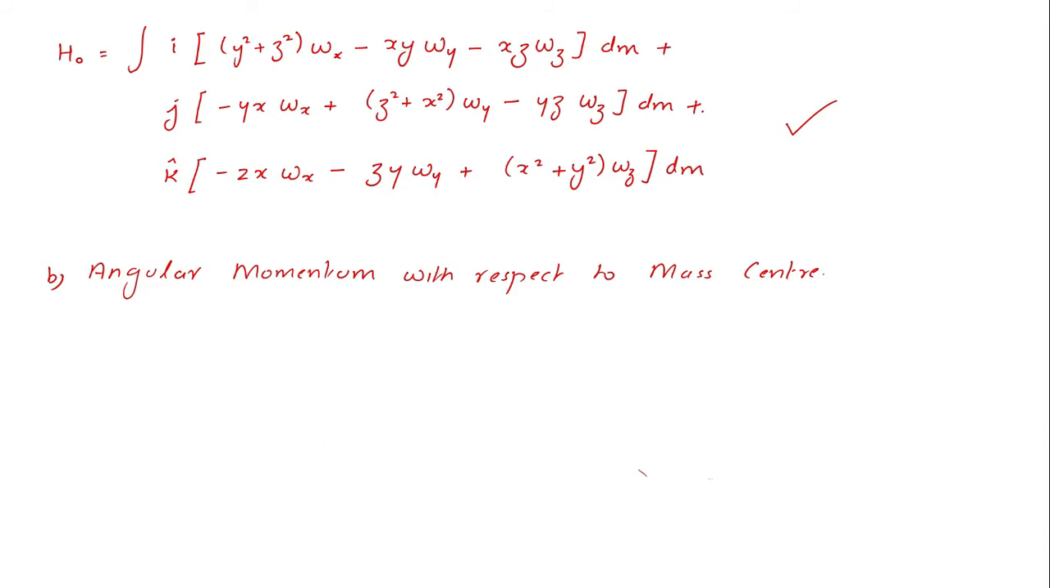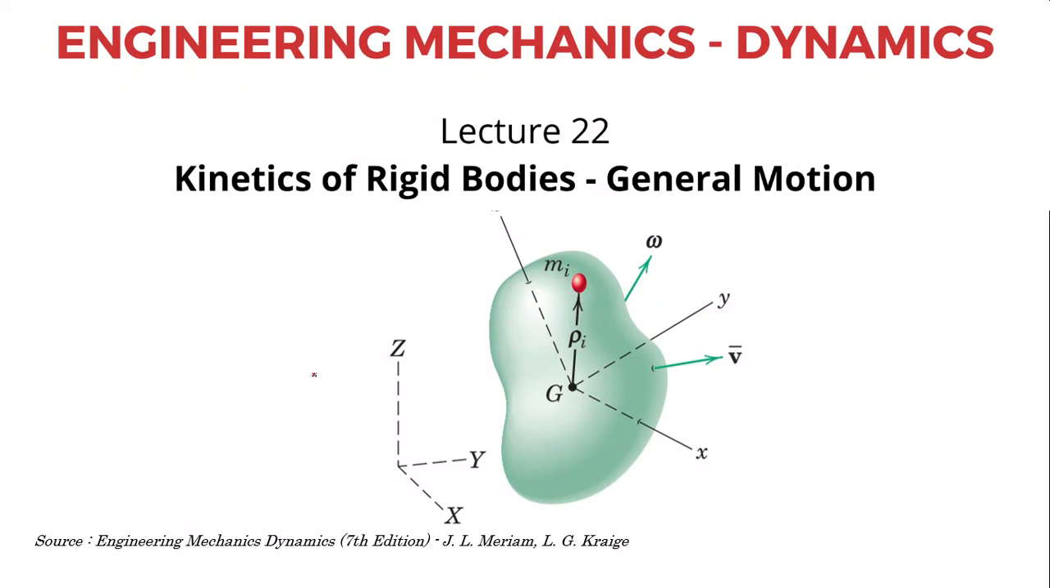Now what I do is, you have the inertial frame here, capital XYZ, and then you have the rigid body here. This rigid body is undergoing an angular velocity omega with respect to the inertial reference frame capital XYZ. G is the mass center of the rigid body, and the velocity of the mass center is shown here.